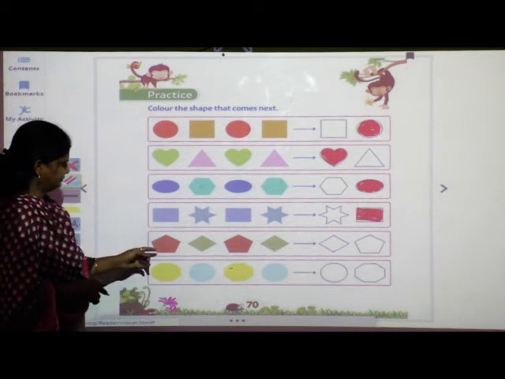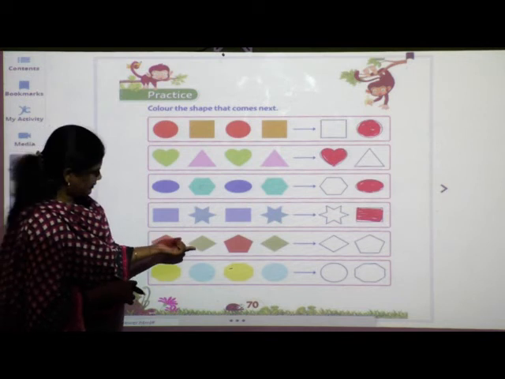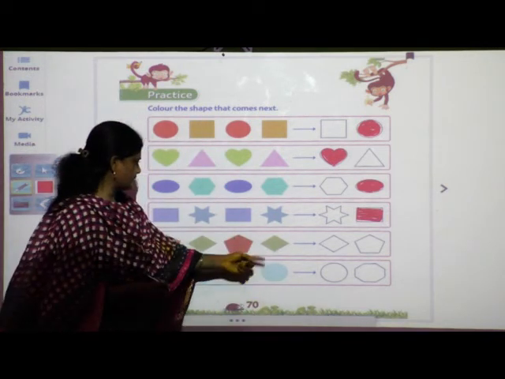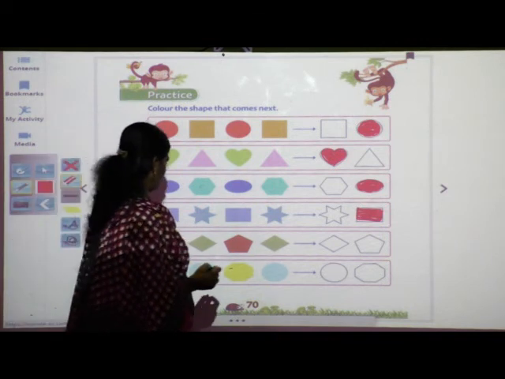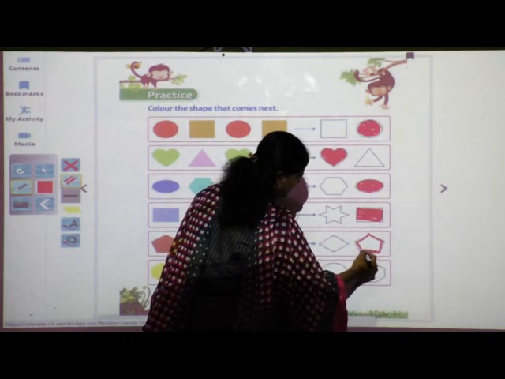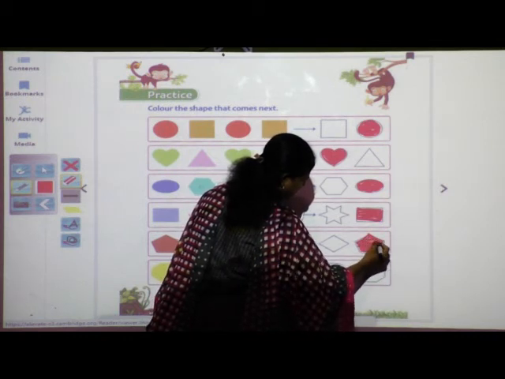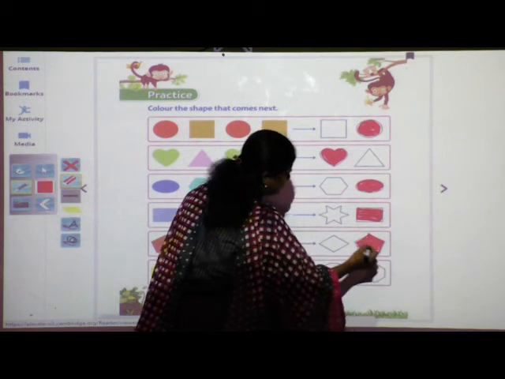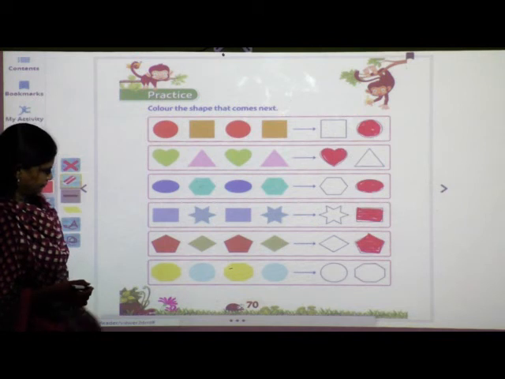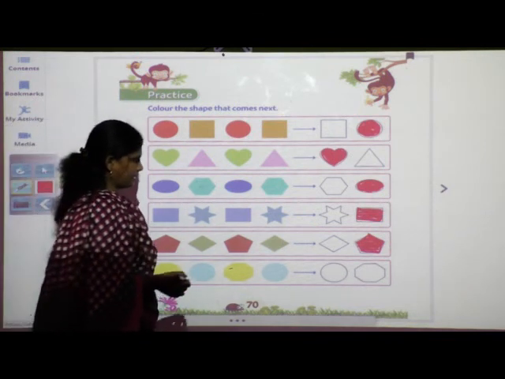Next is shapes. See the shapes. Pentagon. Yes. Diamond. Pentagon. Diamond. So here after this diamond shape, pentagon will come. So here. I have used only one color, you can use different colors. 1, 2, 1, 2. So here we have to circle this.